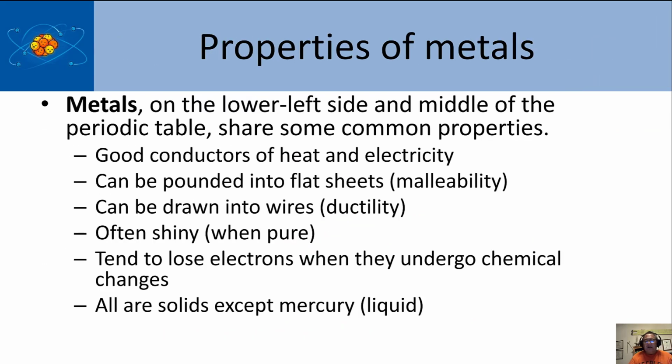Okay, so metals are on the lower left side of the periodic table and in the middle, so all those transition elements are all metals. They're good conductors of heat, right? That's why we don't usually roast a marshmallow with a metal fork. We usually stick it on a piece of wood, because metals are really good conductors of heat, and when you hold it to the fire, the fork gets really hot. The other thing is they can be pounded into very flat, thin sheets, and we call that malleability.